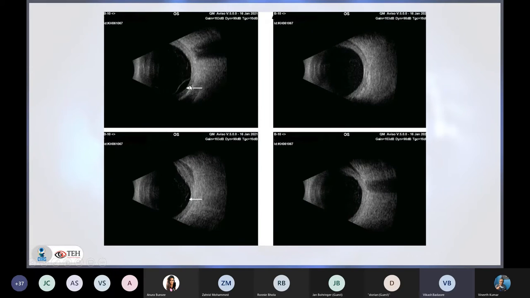There's also something called a T sign, which is noted on this B scan. The T sign is suggestive of posterior scleritis, where the sclera shows as a hyperechogenic, or white, area which forms the horizontal line of the T. It meets with the optic disc over here, this hypoechogenic area, which forms the vertical line of the T. That's known as the T sign, and it is pathognomonic of posterior scleritis.